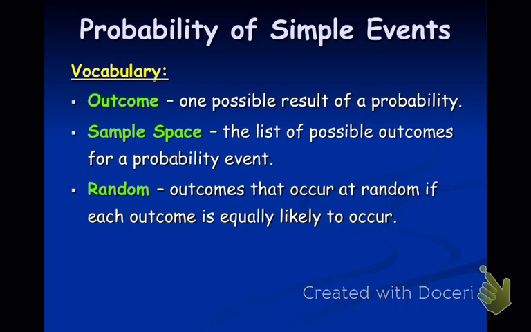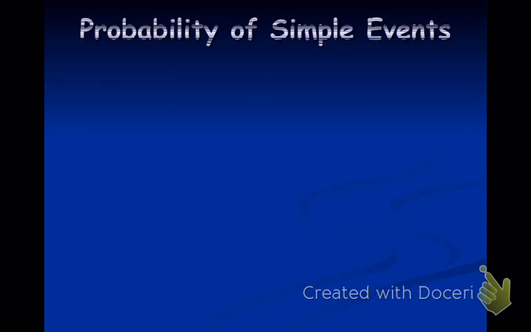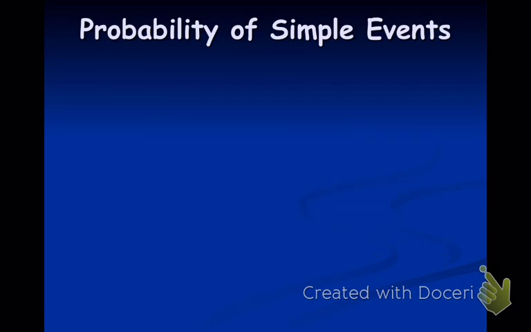A simple event is just a specific outcome or type of outcome. So it's not something where I roll 2 dice, or a die and a coin, and some other thing is happening. It's just straightforward. Go ahead and pause the video if you haven't gotten all your definitions down, and fill in all those blanks. Let's go ahead and move on.